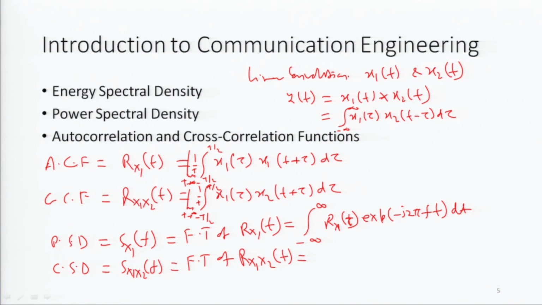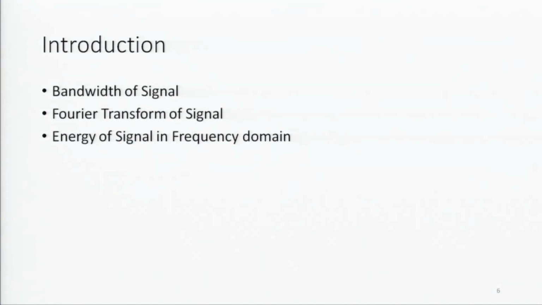This is the integral from minus infinity to plus infinity of r x1 x2 (t) e^(-j2πft) dt. Then the cross spectral density can be calculated using the Fourier transform of r x1 x2 (t), that is the cross correlation function of x1(t) and x2(t). These are the relationships between autocorrelation and cross correlation.